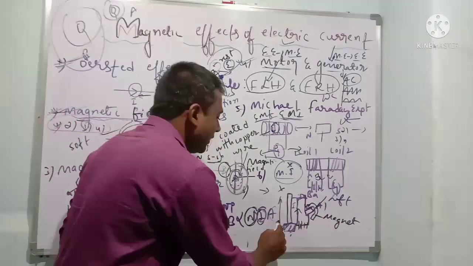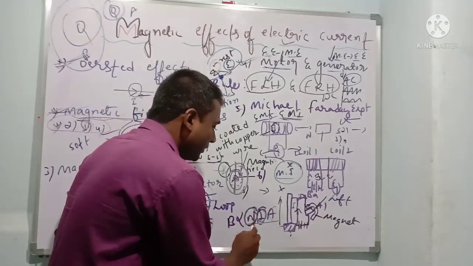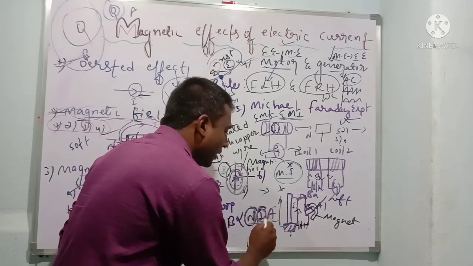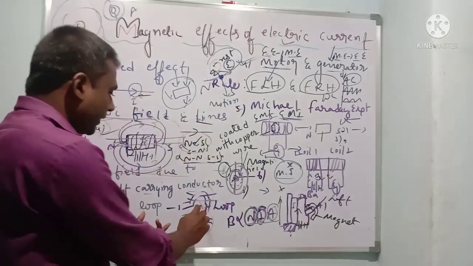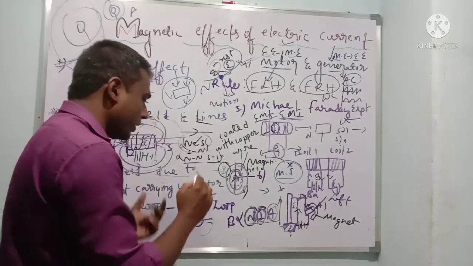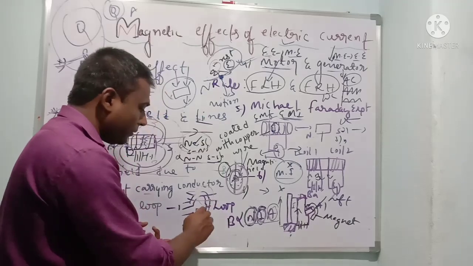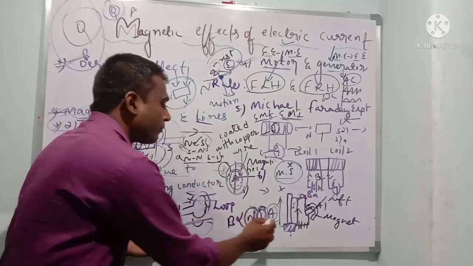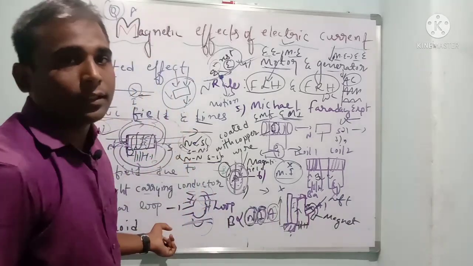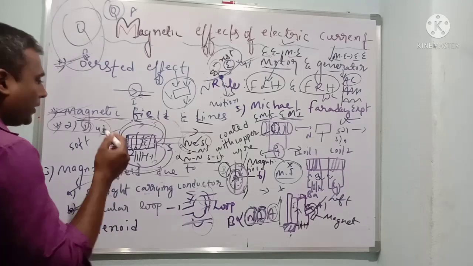That is NIA. NIA means what, children? Number of turns of the coil, amount of electric current, area of the coil. This magnetic field can be enriched or increased by increasing the number of turns in the loop, by increasing the amount of current passing in the loop, and by increasing the area of the coil. Over.